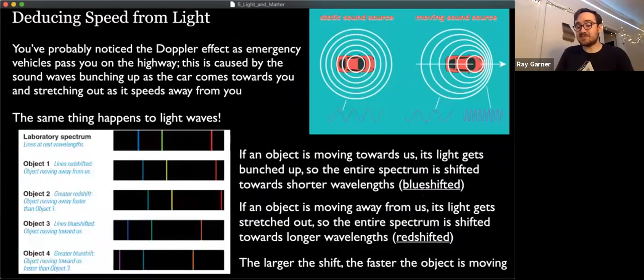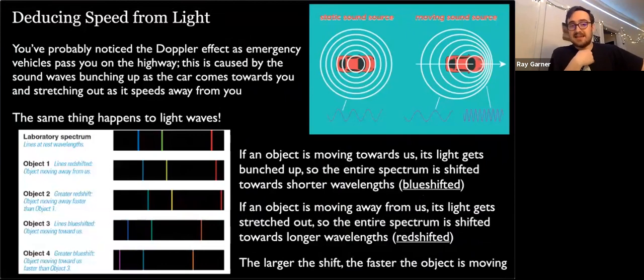We can also deduce the speed of an object from its light. So that brings in the Doppler effect. You probably noticed the Doppler effect if you've ever been on the highway or the interstate as emergency vehicles pass you, or if you're a fan of the Indy 500 or NASCAR as those cars come around the bend. You hear that? That's the Doppler effect. This is caused because sound waves are bunching up as the car comes towards you, which makes them higher pitch, and stretching out as it speeds away from you, which makes it lower pitch. You can see that illustrated in the figure at the top right.